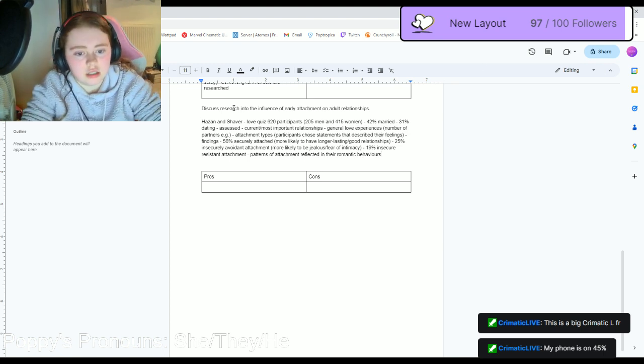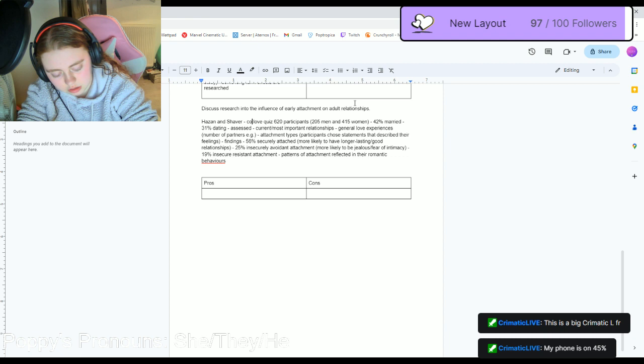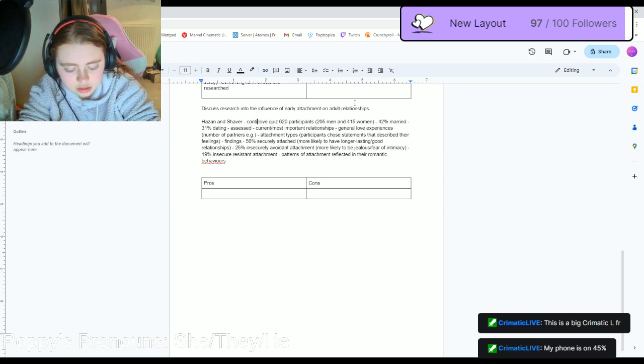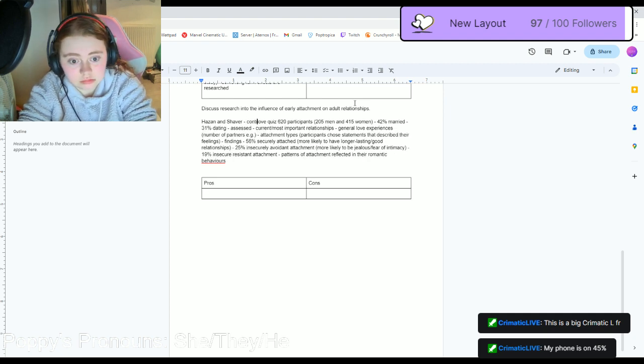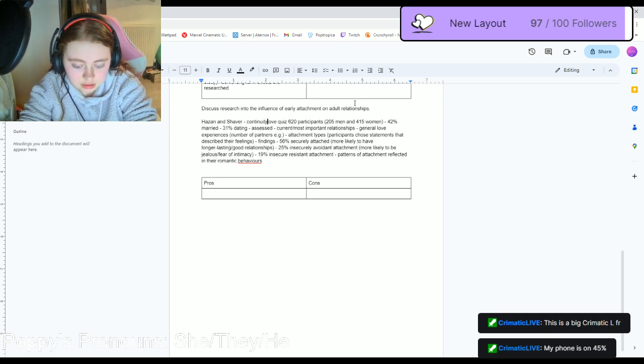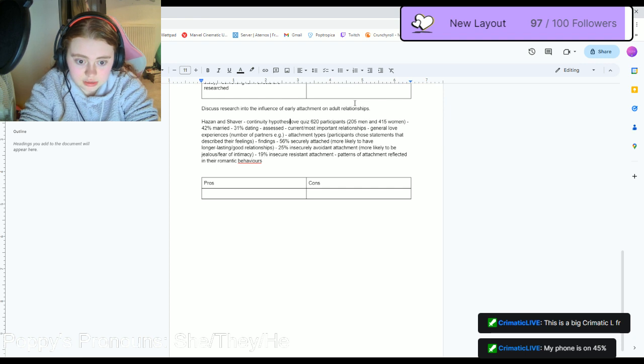They also proposed this to be called the continuity hypothesis.